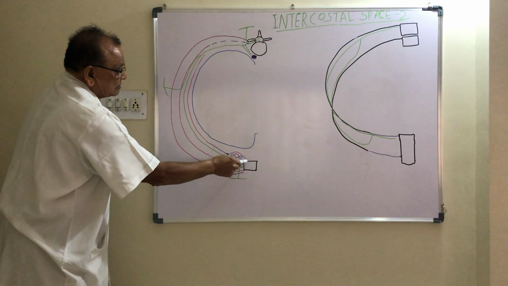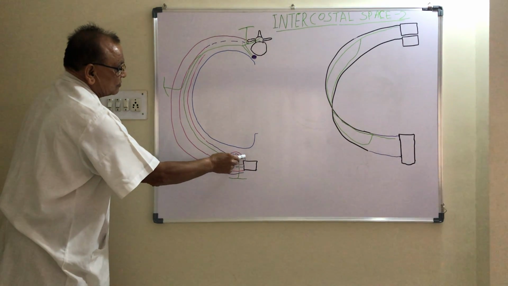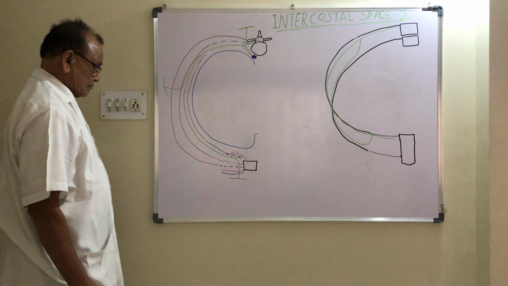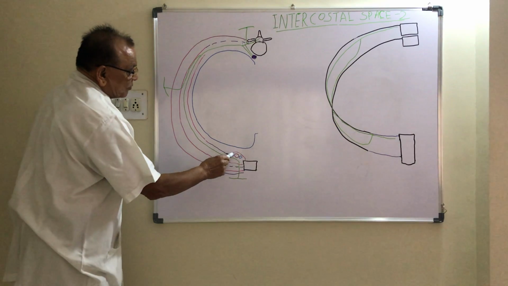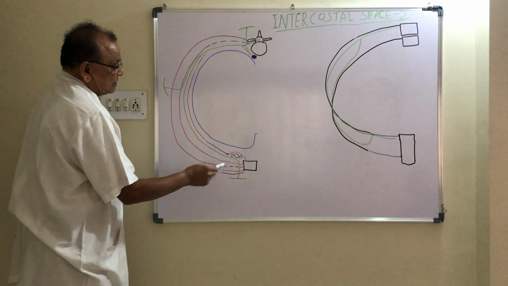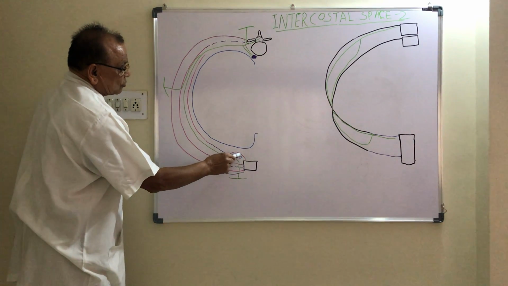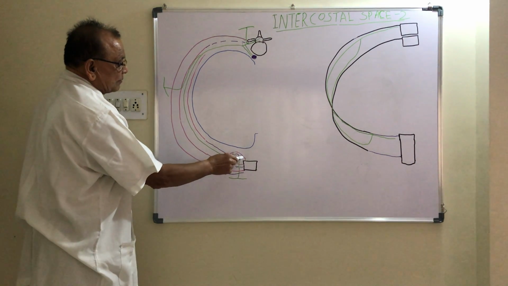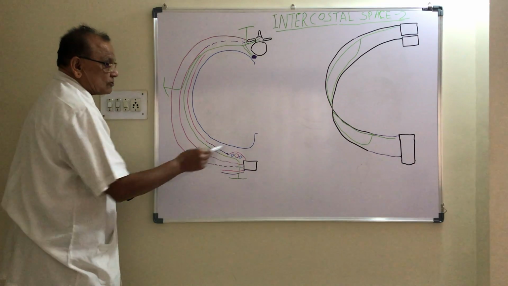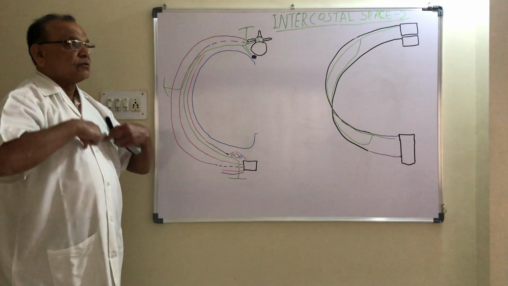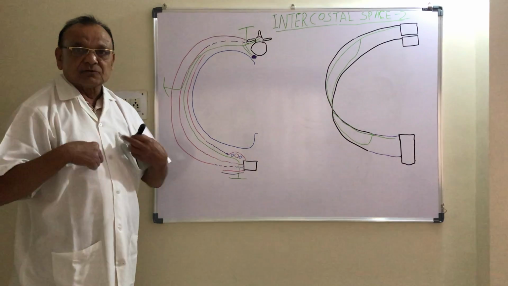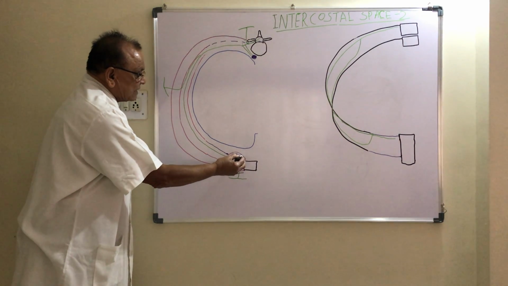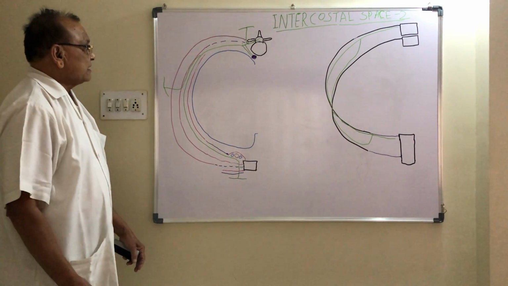This is the sternocostalis muscle, because this is the section of the upper space. Now superficial to the sternocostalis muscle, this is the internal thoracic artery or internal mammary artery with its accompanying vein. The internal thoracic artery runs vertically on the side of the sternum.